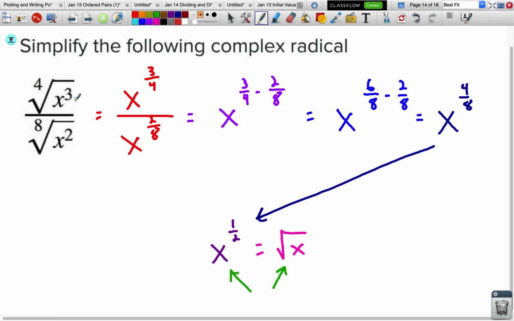I would say if we started with radicals, we're probably going to want to end with radicals, but you never know, so be able to go back and forth. These are equally simplified.